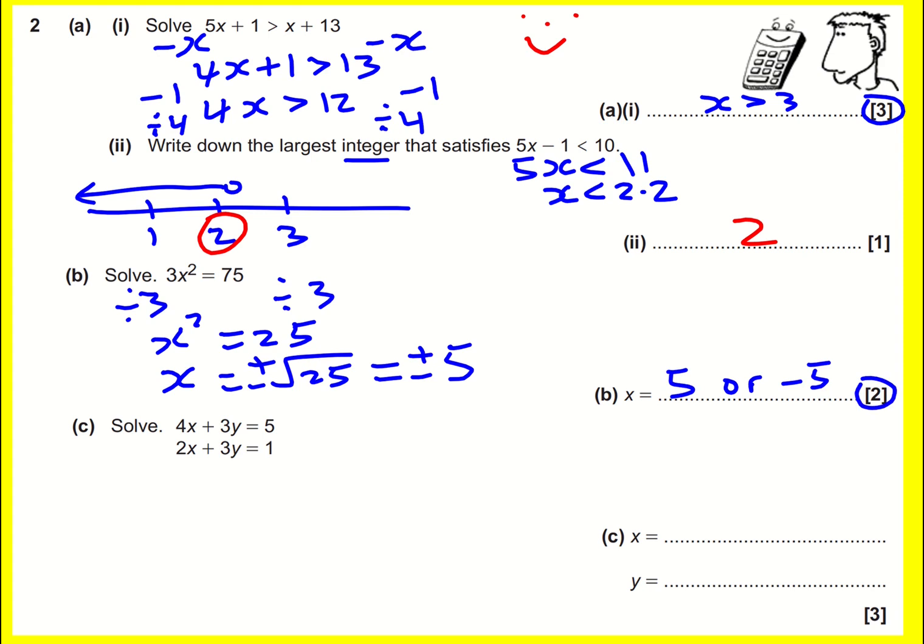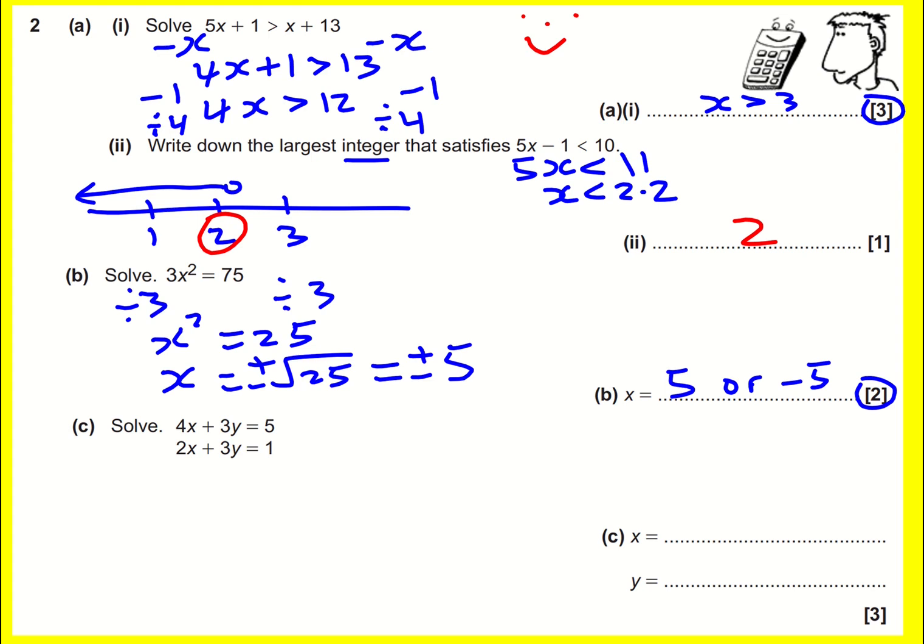Okay, sometimes you get away with not putting the negative answer in. I've not checked the mark scheme here. My teacher advice is when you have a quadratic, expect there to be 2 solutions, and don't forget about this minus 5. Okay, lastly, simultaneous equation.